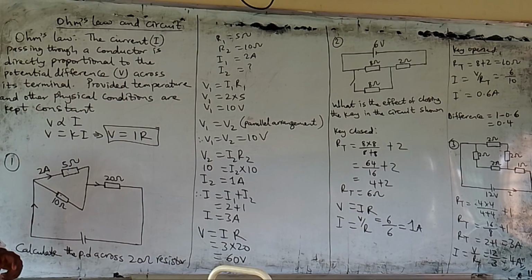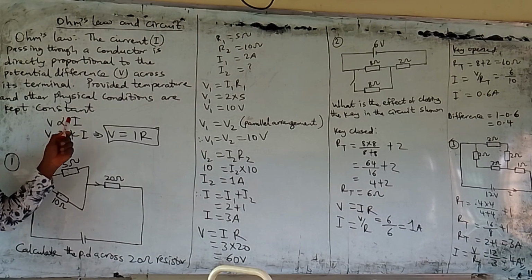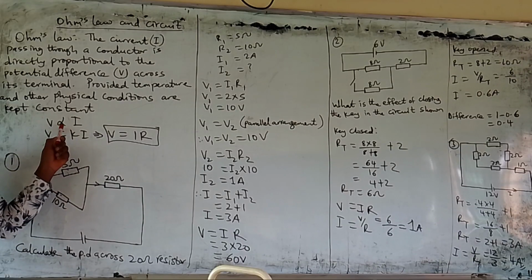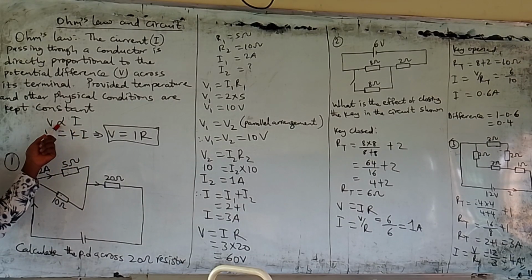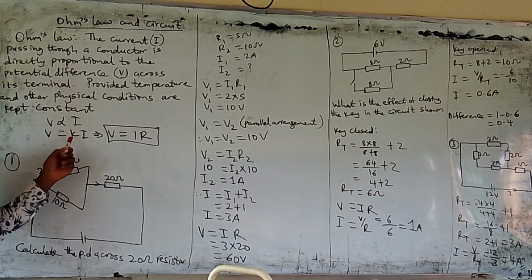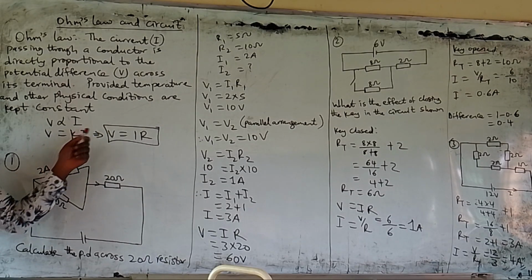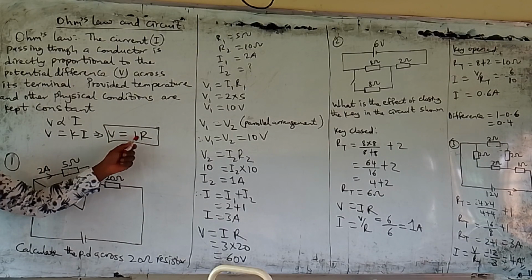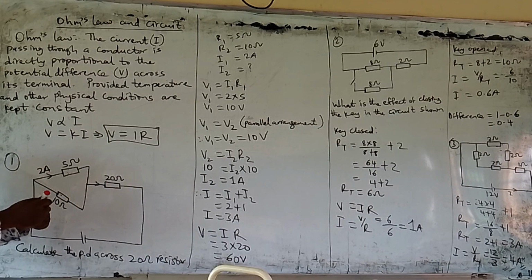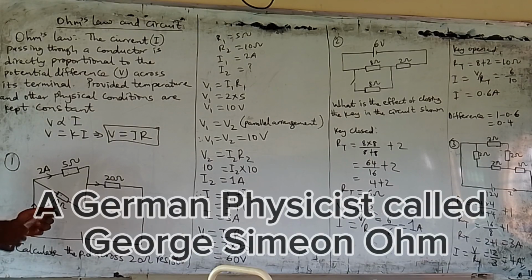So mathematically, it can be written as V is proportional to I. That is, V, the potential difference, is directly proportional to I. Now, by the time we change this proportionality sign to an equation, we introduce a constant. V equals K I. But this is physics, not mathematics. In mathematics, K is allowed, but in physics, that constant is the resistance. So we say V equals IR. That is the mathematical statement of Ohm's law. It is a law propounded by George Ohm.